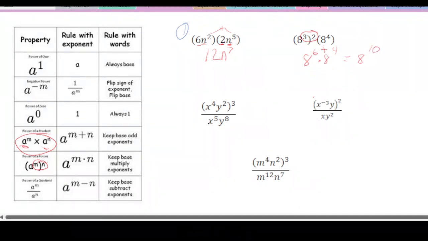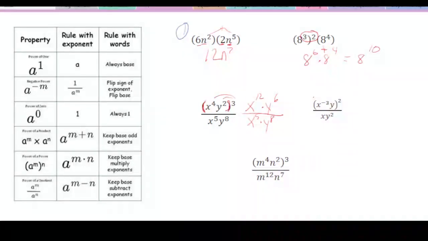Now for this next one, again, I am using this power of a product rule, which says I keep the bases but multiply the exponents. But notice I have two different exponents inside of these parentheses. So it's kind of like a distributive property for exponents. So this will turn into x to the 12th times y to the 6th over x to the 5th times y to the 8th. Now notice I'm only doing one exponent rule at a time, but as you get better at this, you may decide you want to start using multiple rules.